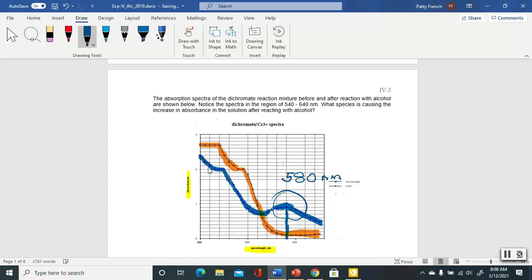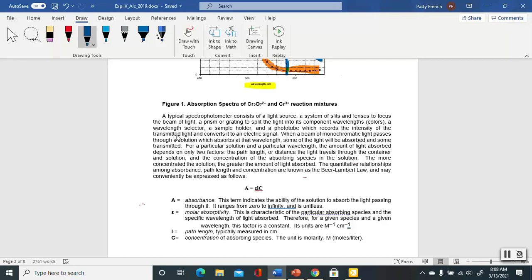Sure, we'd get a maximum absorption of chromium 3 plus down here in the 400 range, but we'd have so much interference from the dichromate we wouldn't be able to distinguish them. So 580 nanometers is what we're going to set our spectrophotometer to. How does it allow us to figure out the concentration? Because that is, after all, the point of this experiment.